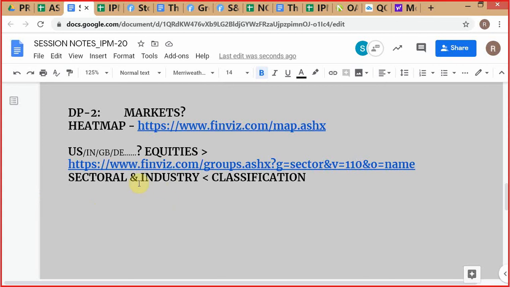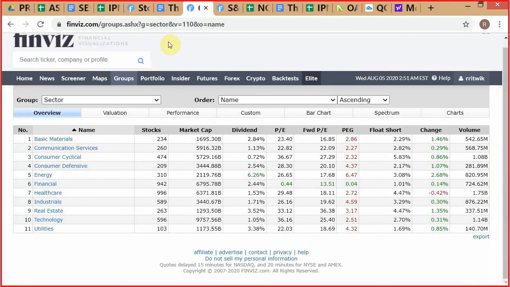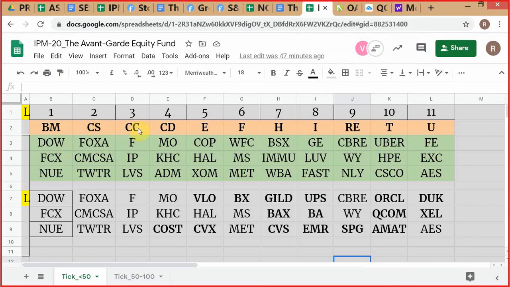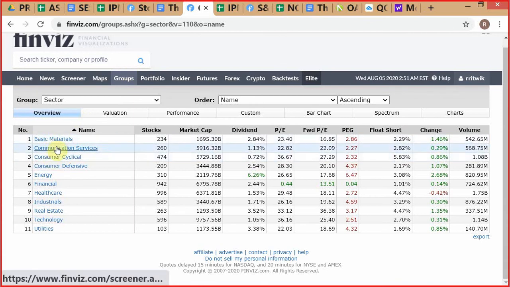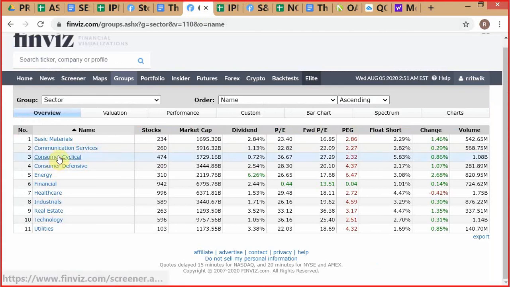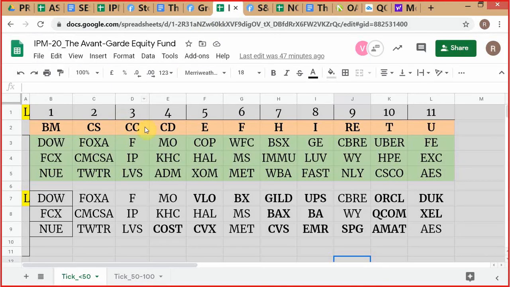What you're learning here is that when I look at the equities of any country, if you're going to Japanese equities, I must do a sectoral and industry classification. That's what it is, okay? So when you see these terms here, BM, CS, CC, etc., BM is basic materials, CS is communication services, and consumer cyclical is CC. Okay, this is what it is.